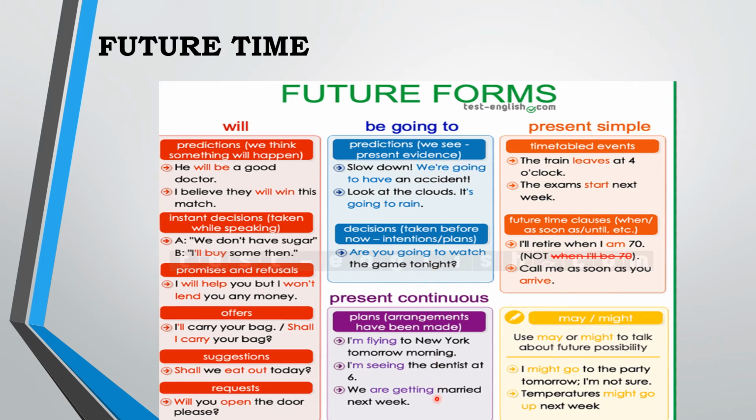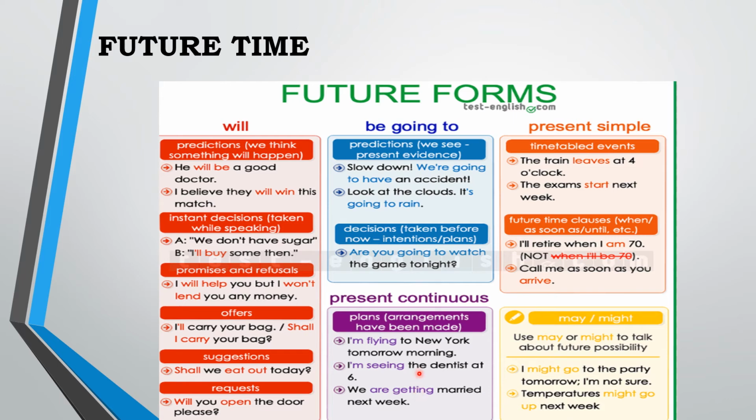Present continuous. It's plans or arrangements that have been made. For example, I'm flying to New York tomorrow morning. So you know it is a plan which is already done, but it will happen later on. It's not a plan that you're planning to do now. It's a plan that will happen sometime soon or later. So I'm flying to New York tomorrow morning. So it's a plan which will happen the next day.